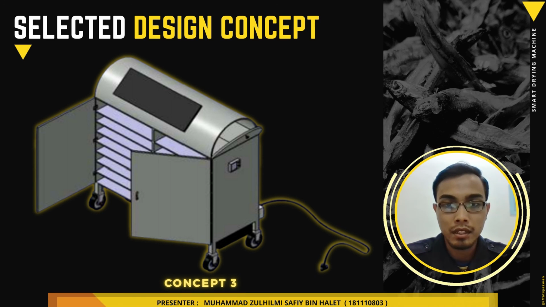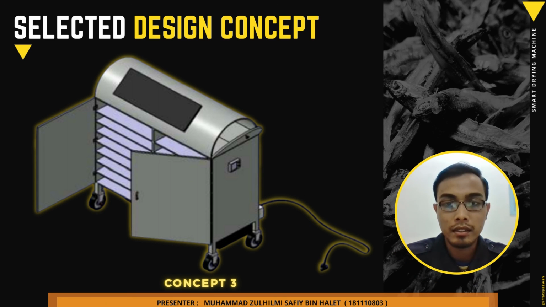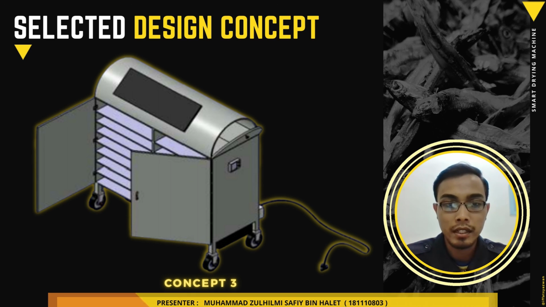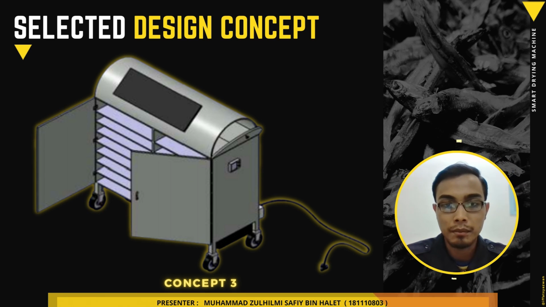The main components of this concept are the solar panel, sensor, and Arduino. This type of design can be used with an automatic controller by Arduino that can control the temperature and detect danger. It can reduce human energy, increase the efficiency of the drying process, and also increase productivity.